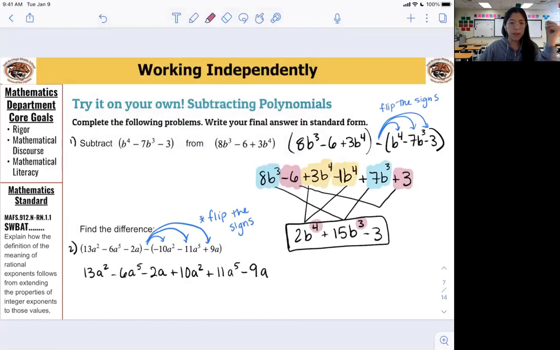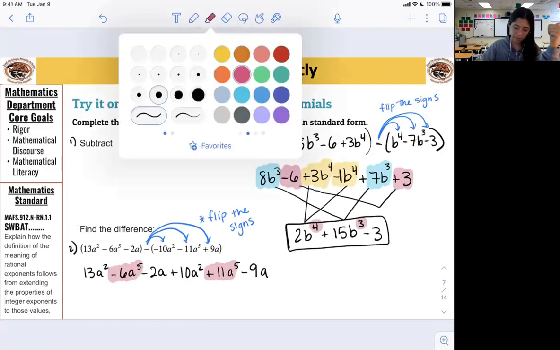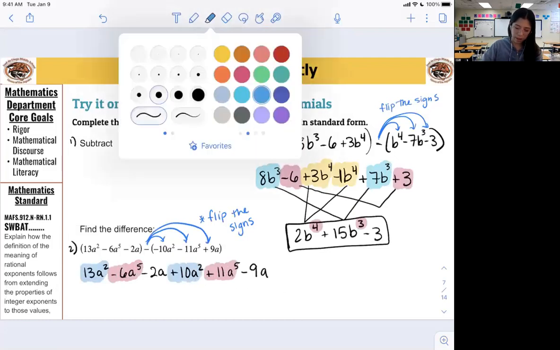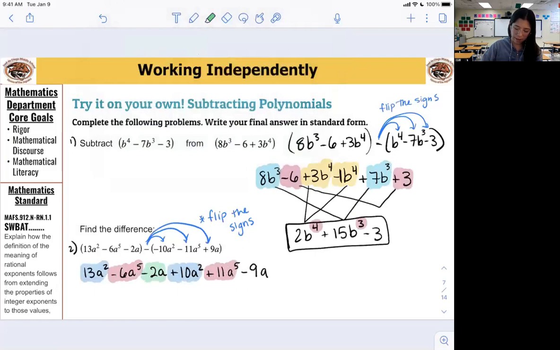Cool. Now, like terms, I have negative 6a to the power of 5, positive 11a to the power of 5. I have 13a squared, I have 10a squared, and then I have negative 2a and negative 9a. So when I put them together, which one should I write first?